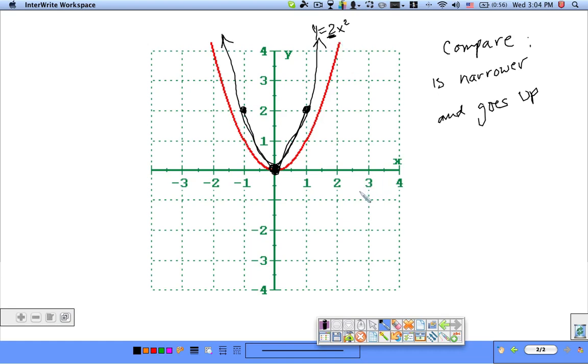That's how we graph. Put it in the calculator. Get your table. Compare. Look at them. Is it narrow? Is it wide? So what would make it wide? This would make it wide. Y equals 1/3 x squared would be wide out here.